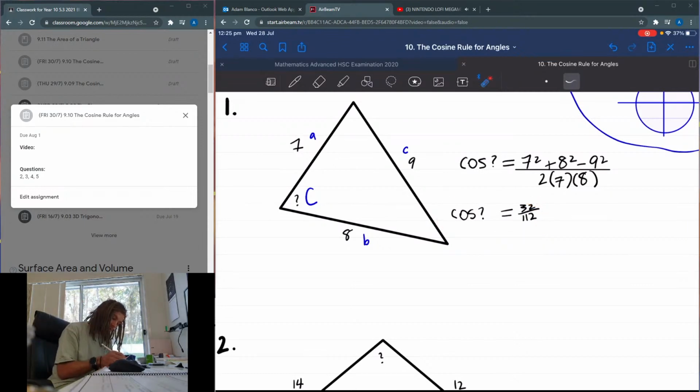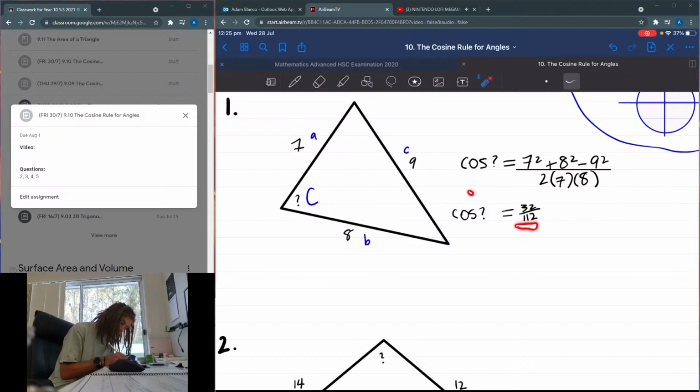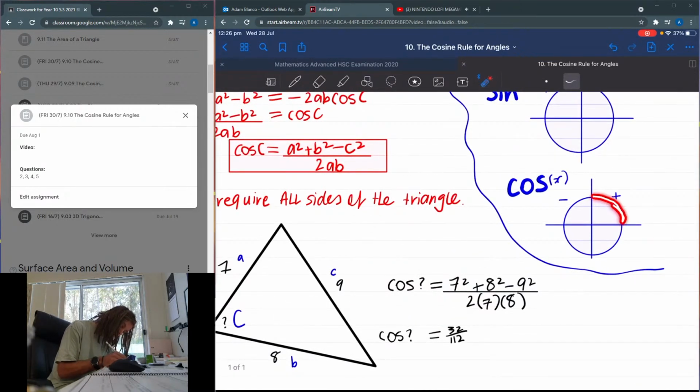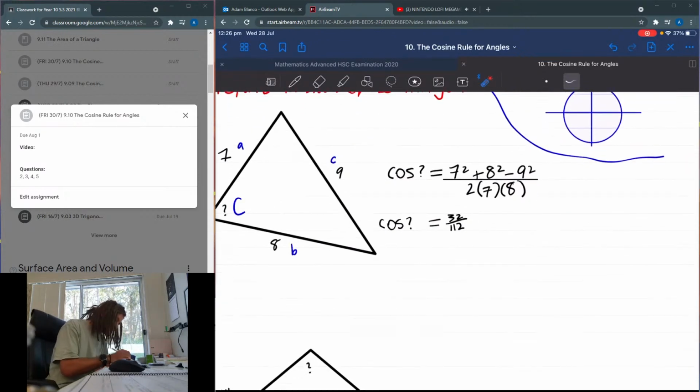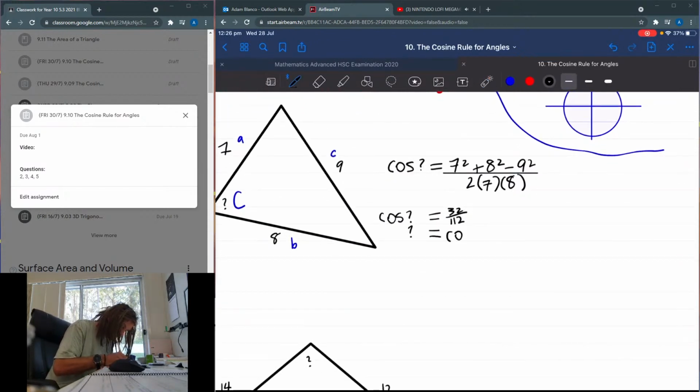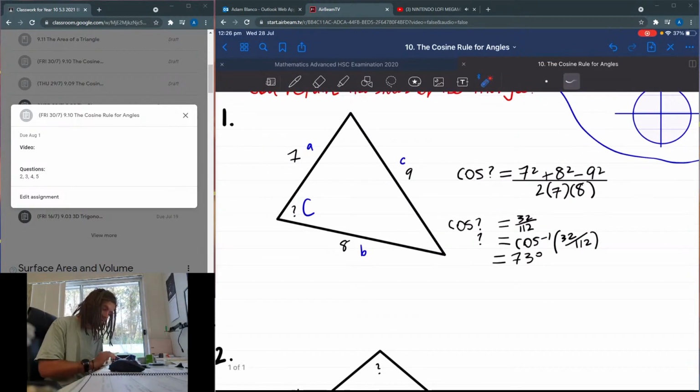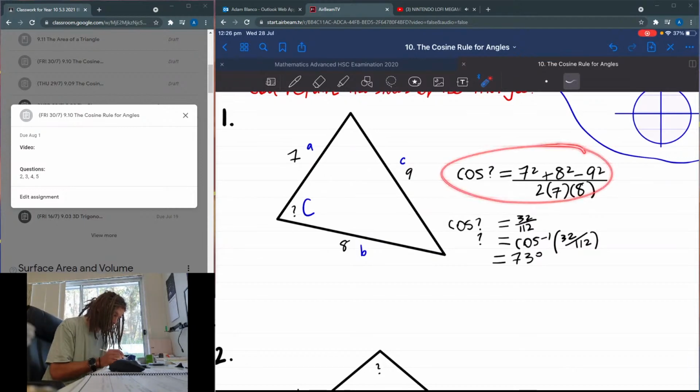Now, I've got a positive value for cosine here. This is basically saying my x value somewhere along this part is 32 over 112. So in other words, I have to be looking for an acute angle. Now when I go question mark equals inverse cos of 32 on 112, then this is equal to 73 degrees. Okay, so that's pretty straightforward. I don't want to confuse you too much. It's just basically substitute into a formula and then do inverse cos, and then you end up with 73.